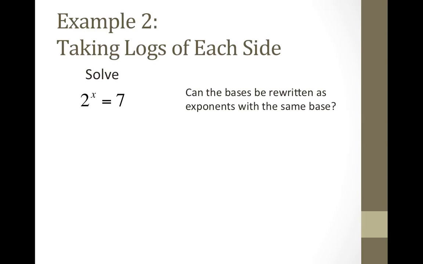So in this case, we're going to use our other method, which is taking logs of each side. So I'm going to take either the log or the ln natural log of each side of this equation. Logarithm is just a function. It's an operation, just like squaring, just like adding. It's something that you can do to something else. So we're going to do this to both sides of the equation.